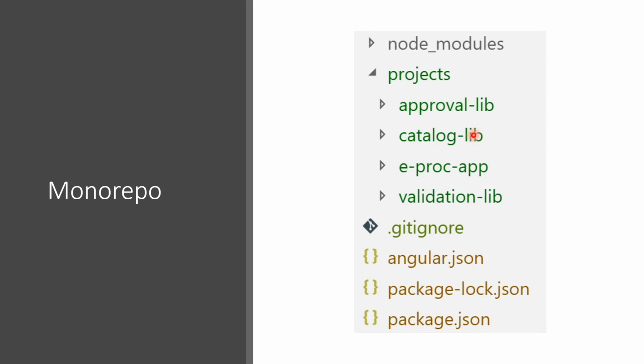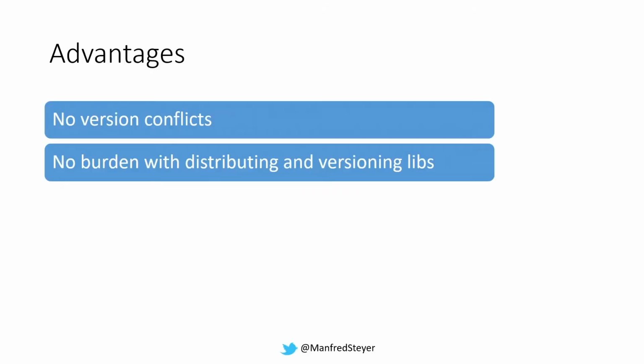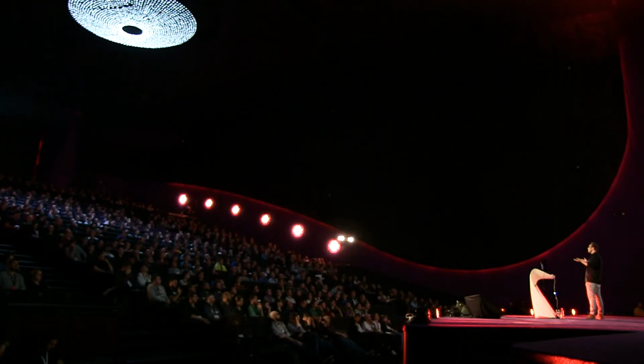So in this case, we are really lucky. We don't end up with version conflicts, and we don't have the burden of distributing libraries. We don't have to version our libraries to assign a new version number. We don't have to publish it and make sure everyone else installs the right version. We just check it into source control, and the other parts of the application can use it.